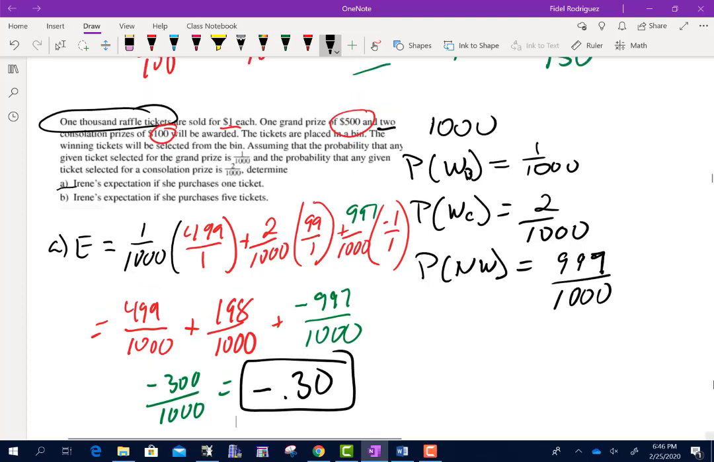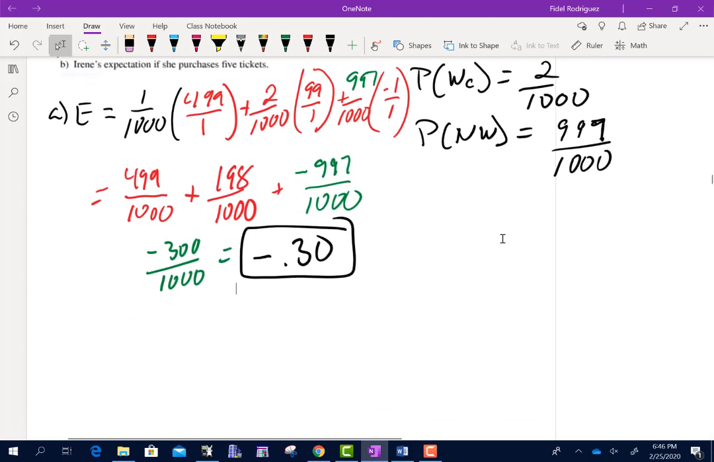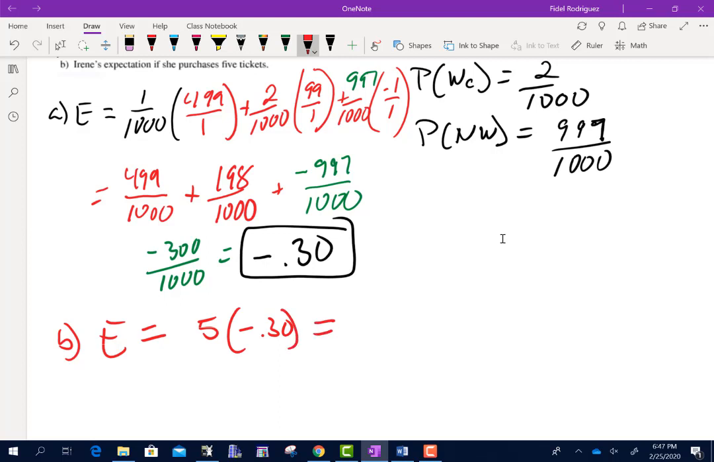Now there is a part B to this problem. Part B just says, what's the expectation if she buys 5 tickets? Well, the nice thing is all we have to do is take the expectation for buying 1 ticket and multiply it by 5. So if she buys 5 tickets, on average she's going to lose $1.50.